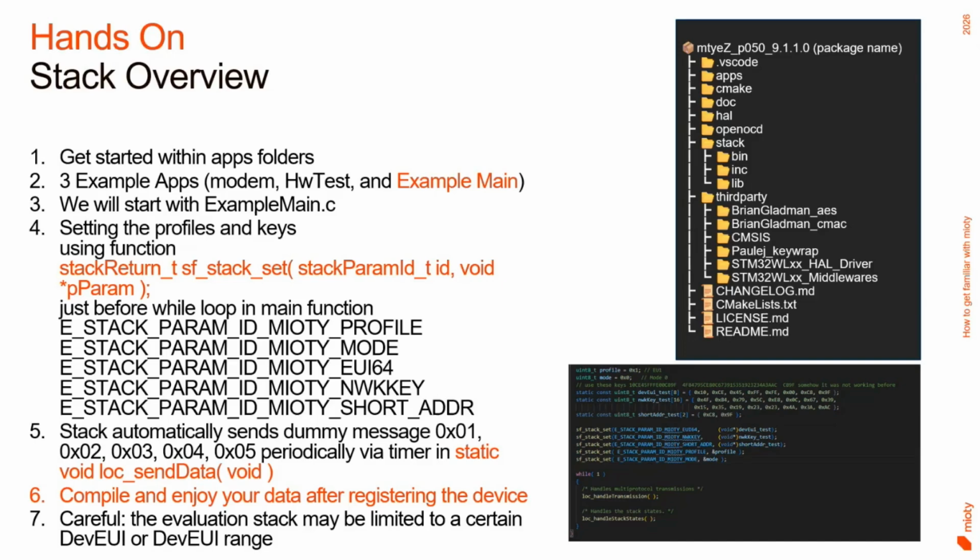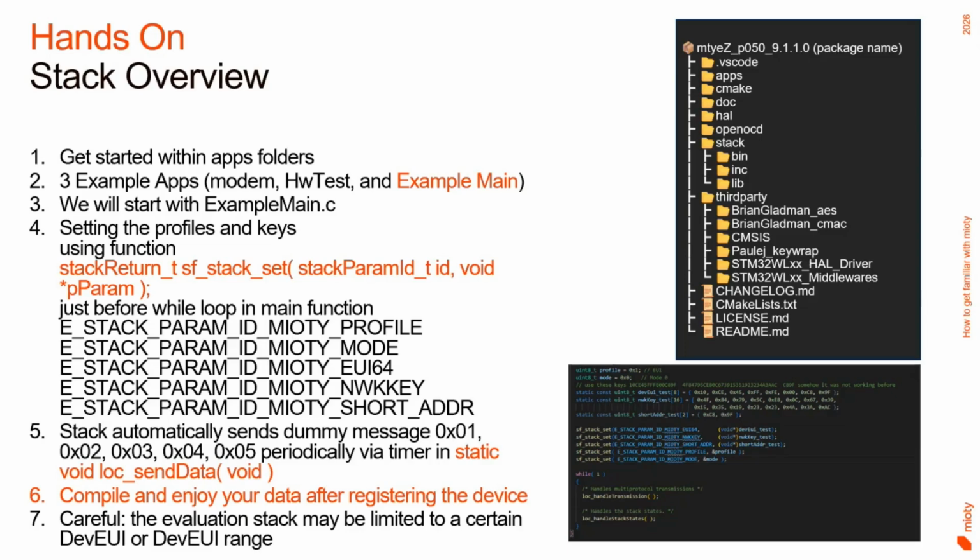Then, of course, you might want to flash your own keys. The easiest way to do that is to use the already available function sfStackSet. Then you can set the profile, for example, to EU1. You can set the mode. You can set your DevEUI, your endpoint EUI, your network key and your short address. And you can literally put that before the while loop. Everything will run out of the box.